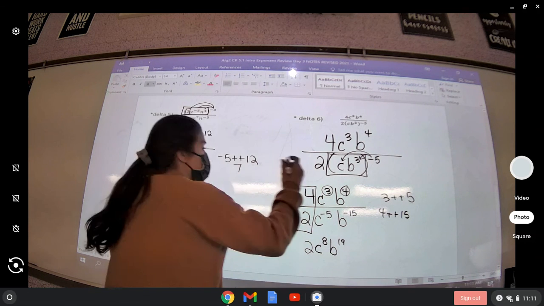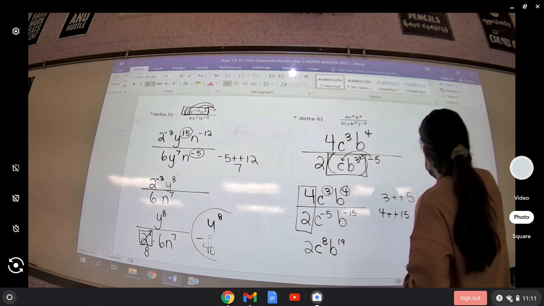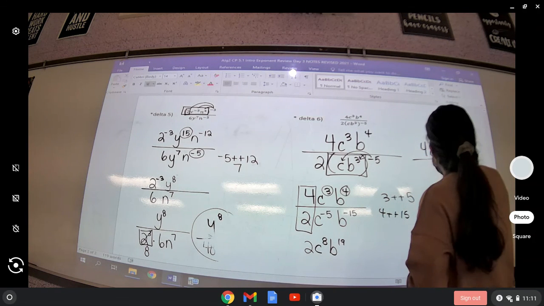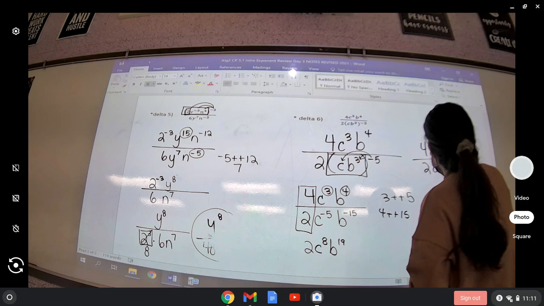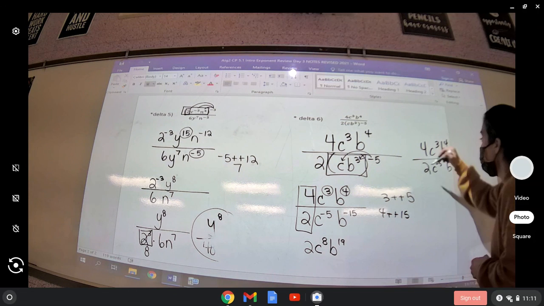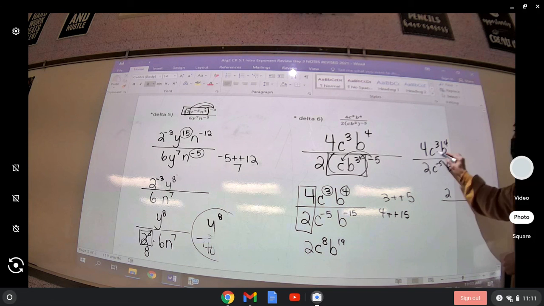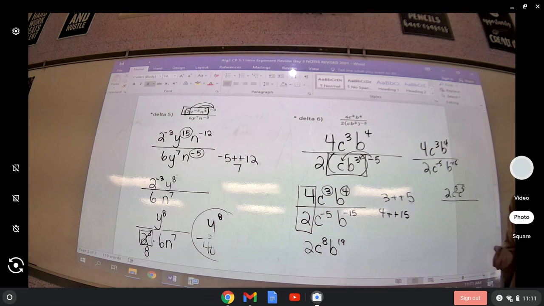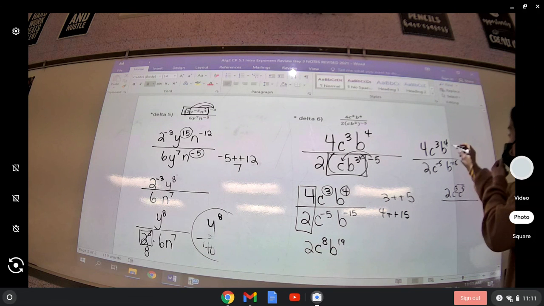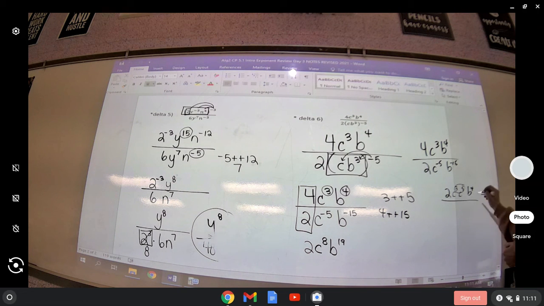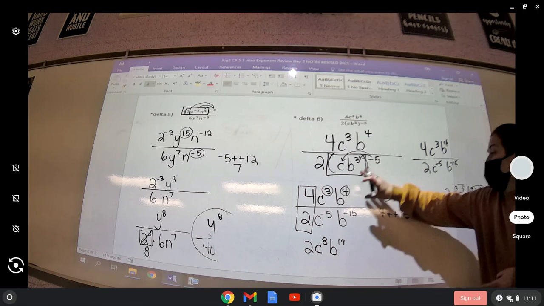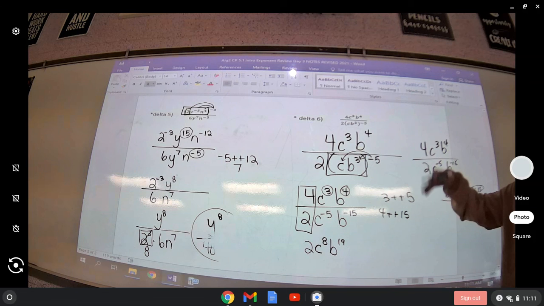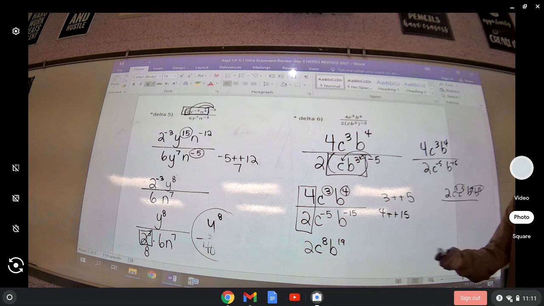Yeah, because you could also do this, Kyle. 4, C to the 3rd, B to the 4th, over 2, C to the negative 5, B to the negative 15, right? You could do 4 divided by 2 is 2. You could say C to the 3rd stays, and C to the 5th comes up, and then you add those exponents, and you get 8. And you could say B to the 4th stays, and B to the negative 15 comes up, and then you add them and get 19, if you want to do that. I just leave them where they are and subtract, because if you subtract in the correct order, they'll always turn positive and go back where the bigger one was. But you could also do that.